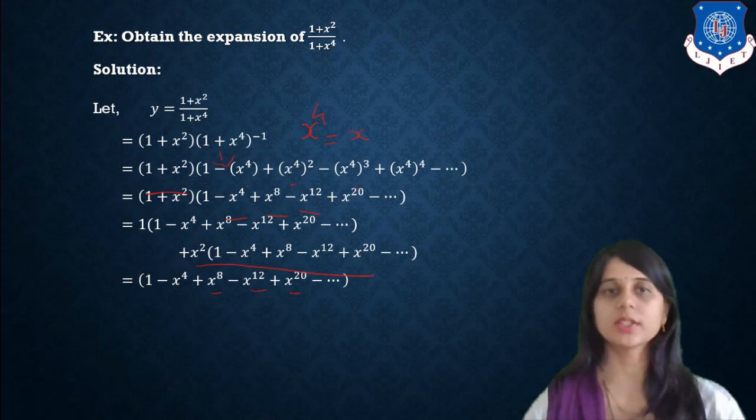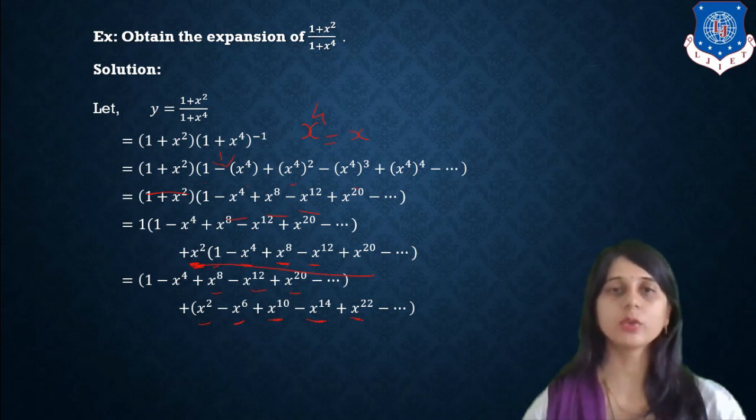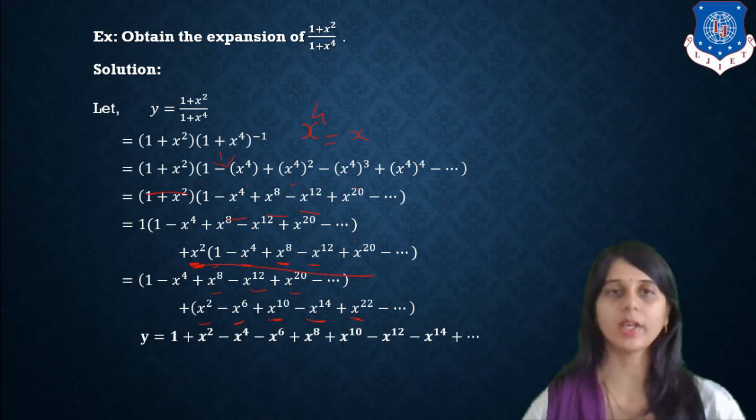And for multiplying this, x square into 1, x square into x raised to 4, x raised to 6, x square into x raised to 8, x raised to 10, and x raised to 12 into x square, it is x raised to 14, then x raised to 20. Adding the two term series, we get 1, x square, then x raised to 4, then minus x raised to 6, then x raised to 8, plus x raised to 10, minus x raised to 12, up to.